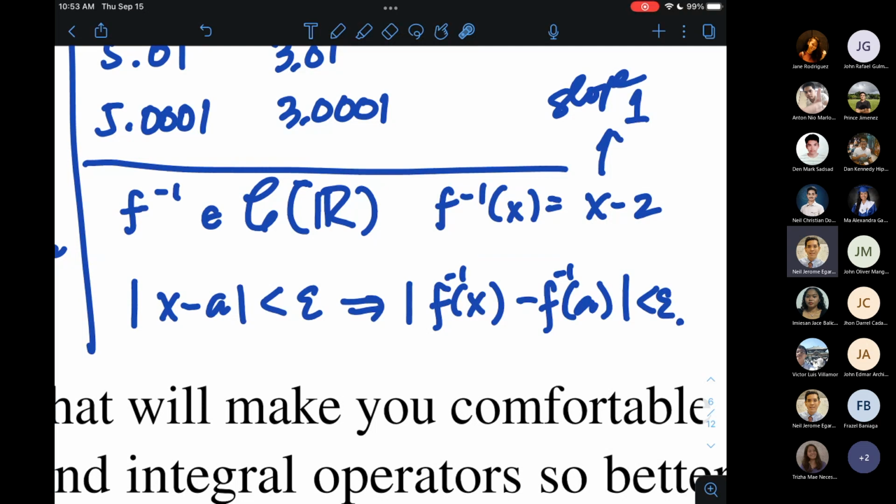Medyo mahirap kapag ipapakita na siya ay nasa-satisfy. Mas madaling i-prove na hindi siya nasa-satisfy, right? But if you will extrapolate from this discussion that we have, right? Kailangan nyo lang ipakita na yung inverse operator, all right?